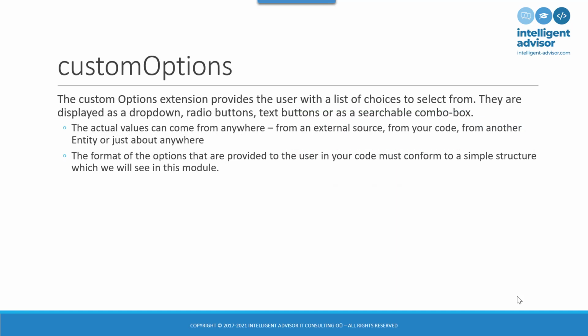Okay, so let's get down to business. We're here to talk about custom options. What does the custom options extension do? Well, it does something very specific and very unique. It allows us to define a list of choices that the user will select from. They are displayed in one of 4 ways. You can have them as a drop-down, have them as radio buttons, have them as text buttons, or as a combo, a searchable combo, a filtered drop-down, if you will.